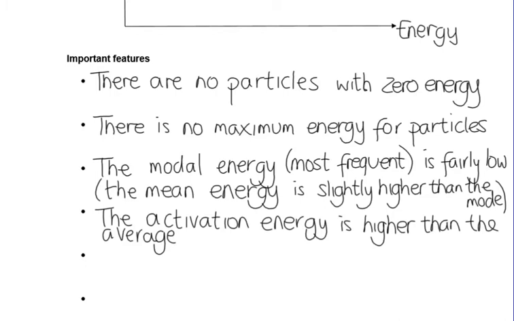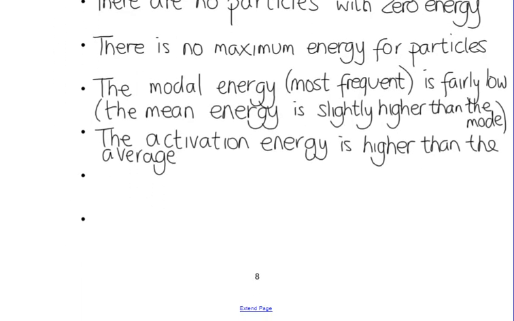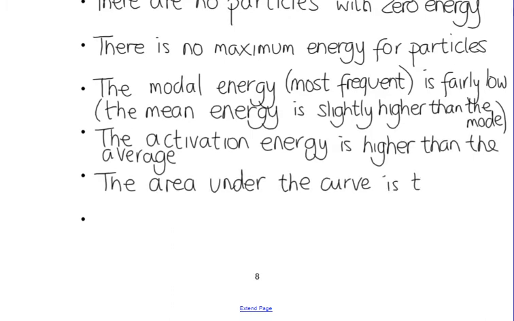That highest point is going to be called the modal energy, or the most probable energy. Now our next thing is that the area under this curve is going to represent the total number of particles. So again, let's look back at our test marks. The total number of students who took the test is the sum of all those bar charts. So the total number of particles in the sample is the area under the curve. That's more of a feature that you might get asked about than a way that we're going to draw this curve.